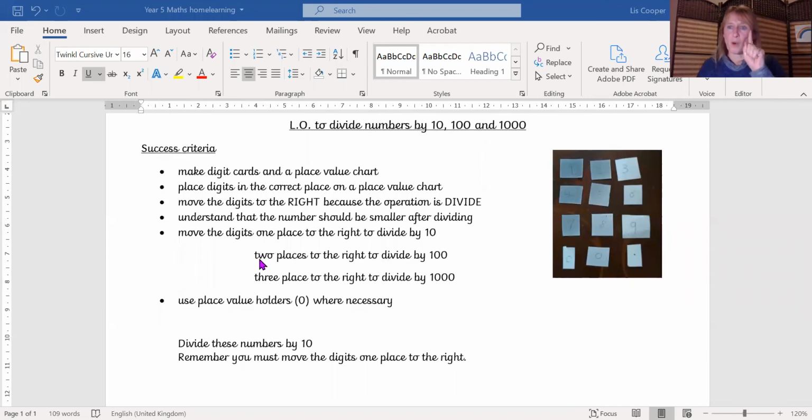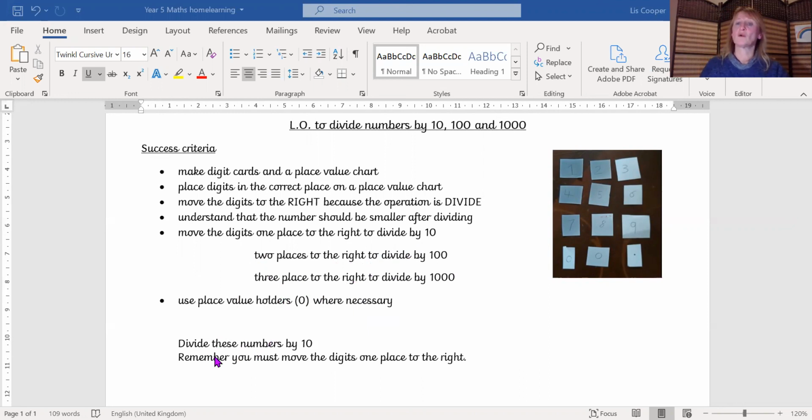Move the digits 1 place to the right to divide by 10, 2 places to divide by 100, and 3 places to the right to divide by 1,000. Use place value holders where necessary. That last one is perhaps the hardest one. Okay, so concentrate on that.